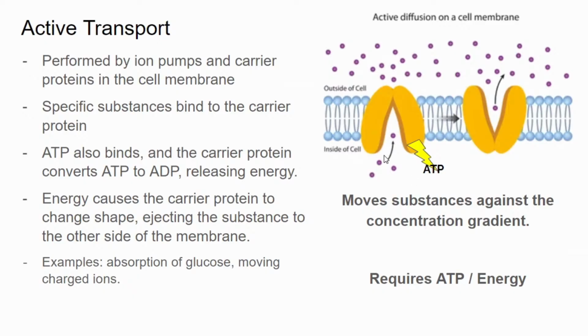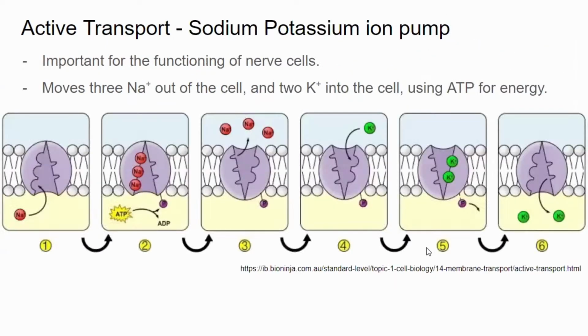The ATP is needed for the carrier protein to change shape, which ejects the substance to the other side of the membrane. Again, this is used in situations like absorption of glucose in kidney tubules or for moving charged ions around. Once again, it moves substances against the concentration gradient and it requires ATP. Those are the key points of active transport.